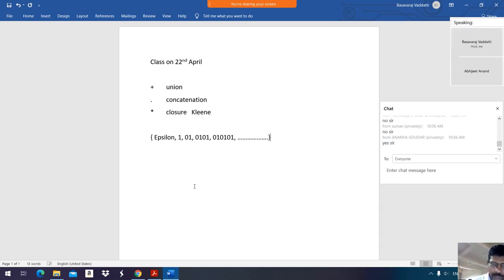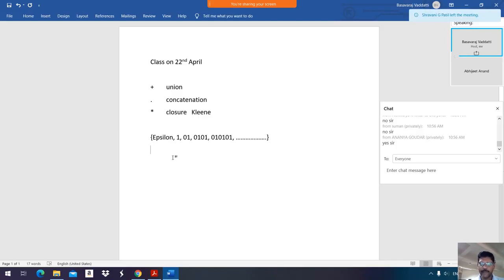Any doubts here? Why did I include this epsilon here? I have to type the symbol, but for ease of typing, I typed the letters spelling epsilon. But we have to include the symbol of epsilon. That is most important. You should not write it like this, epsilon. You should write the symbol itself.